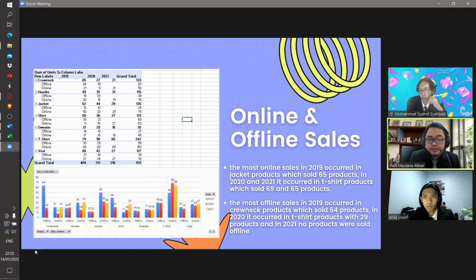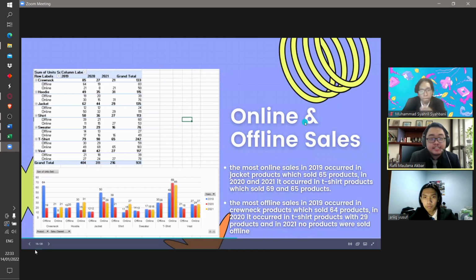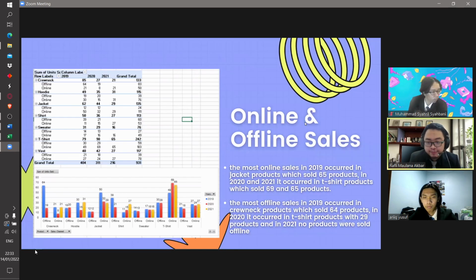And this is the table that shows the online and offline sales. From the data, we can conclude that the most online sales in 2019 occurred in jacket products, which sold 65 products. In 2020 and 2021, it occurred in t-shirt products, which sold 69 and 65 products.